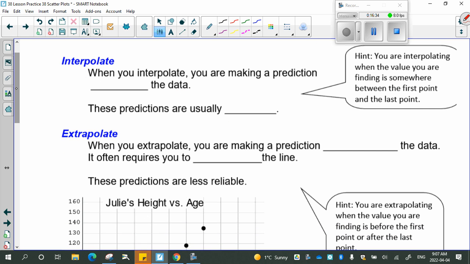Interpolate, when you interpolate, you're making a prediction within or inside the data. So those words are kind of new for us, so I would think interpolate and inside the data. These predictions are usually accurate. So if you're given a big data sample and you're trying to find something in the middle, it's usually pretty accurate.